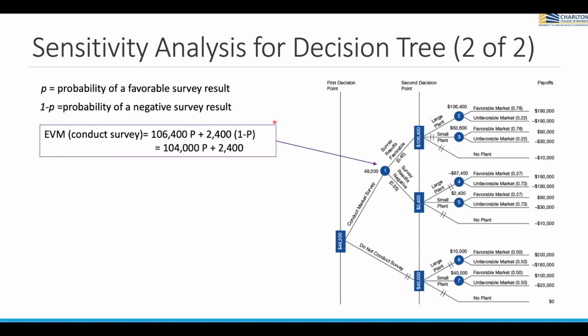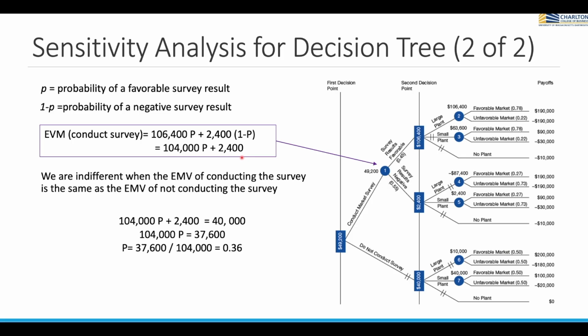We can calculate the payoff for this node in terms of p. So the payoff for node 1 would be $106,400 multiplied by the probability of a favorable survey, so this branch, plus 1 minus p of the time getting this payoff. So 2,400 multiplied by 1 minus p. So if I solve this equation in terms of p, I get $104,000 multiplied by p plus $2,400.